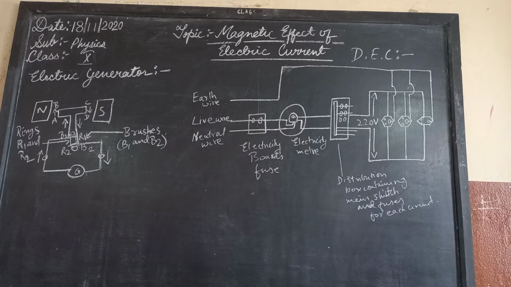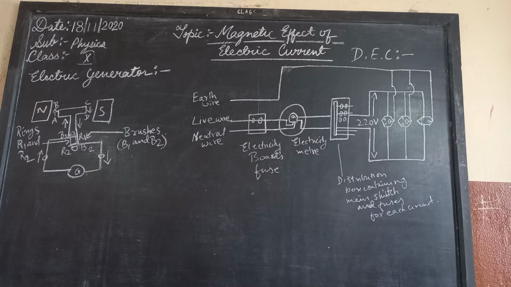So thus a unidirectional current is produced, and the generator is thus called the DC generator. The difference between the direct and the alternating current is that the direct current always flows in one direction, whereas alternating current reverses its direction periodically.